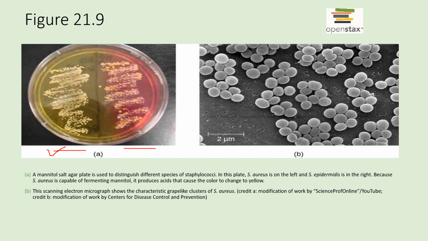Over here on the right is an electron micrograph, specifically a scanning one, that is showing how you have these grape-like clusters. It's cocci in shape. That's classic Staphylococcus.